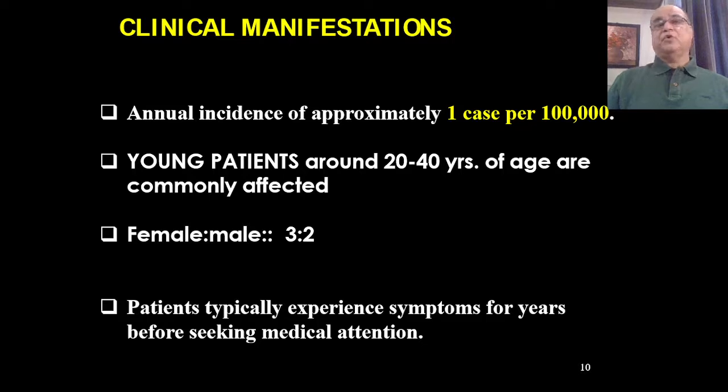Annual incidence is approximately 1 case per 100,000 population. Younger patients around 20 to 40 years of age are usually affected. Females are more prone to get this as compared to males, with the ratio of 3 to 2. In some studies, they have claimed that there is equal distribution in both sexes. Patients typically experience symptoms for years before seeking medical attention.